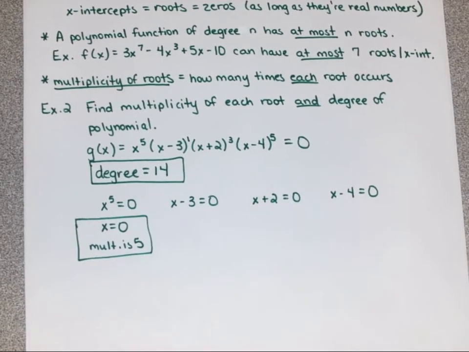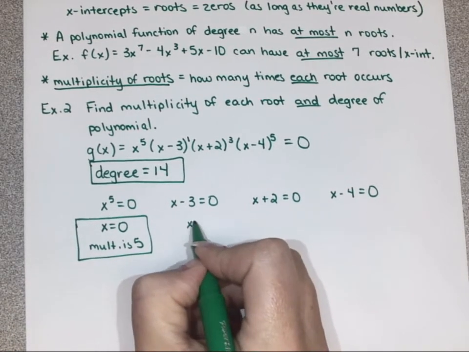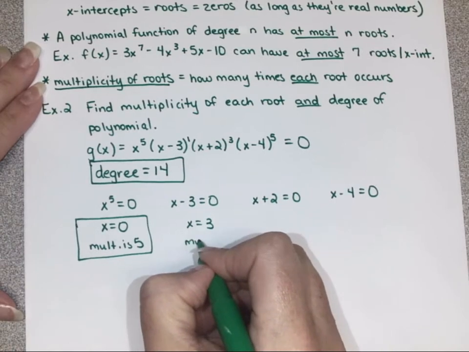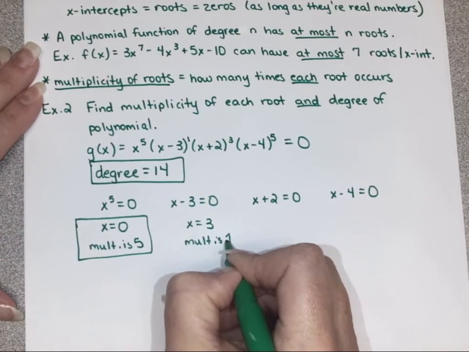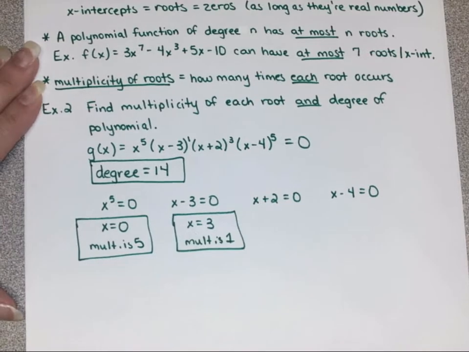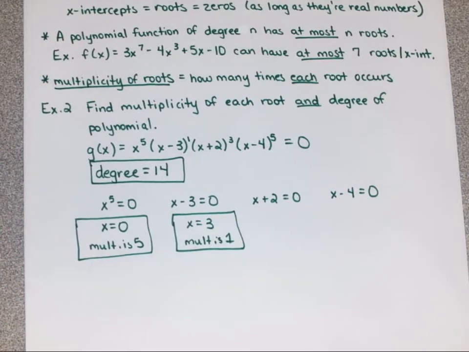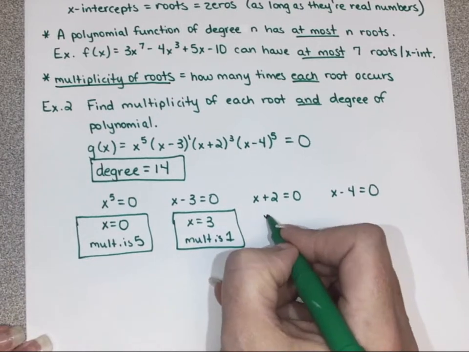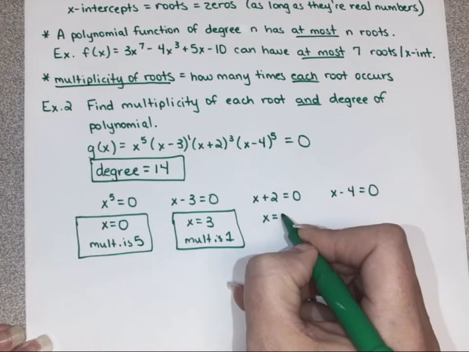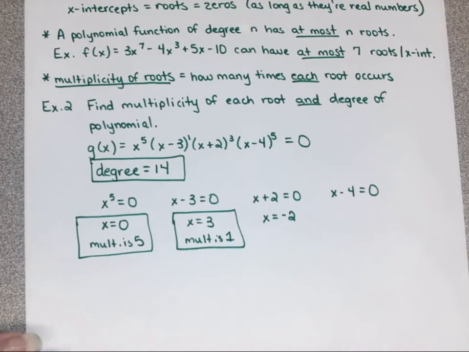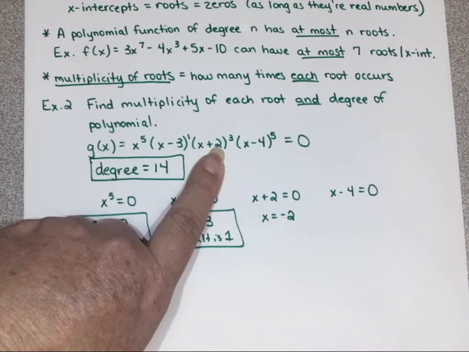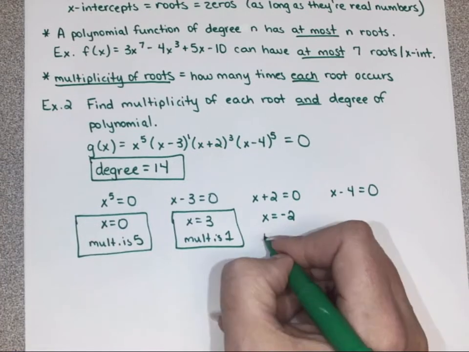Okay, what about this guy? What would we get for x if you add 3 to both sides? 3. Okay, but when you go back up here, how many times did that root occur? Just once. So the multiplicity of this one is just 1. Okay, so you're really just looking at the power every time. What about here? What would be the x-intercept of this guy? Subtract 2, right? So you get what? -2. But come up here, how many of these parentheses would I have if I decided to expand it out? 3.